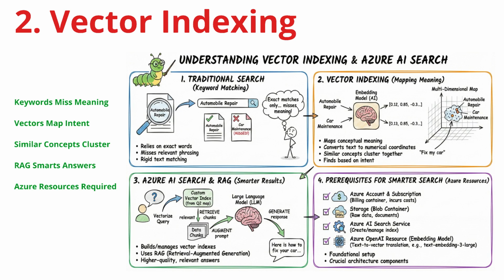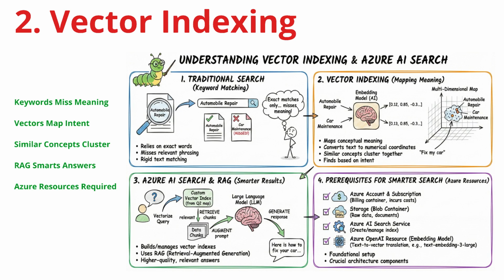Traditional search relies on rigid keyword matching. If you search for automobile repair, it might completely miss relevant documents containing car maintenance simply because the exact words don't match. Vector indexing changes this paradigm by mapping meaning. An AI embedding model turns text into complex numerical coordinates on a multidimensional map. Concepts with similar meanings cluster tightly together, allowing the system to find answers based on your intent rather than just exact phrases.